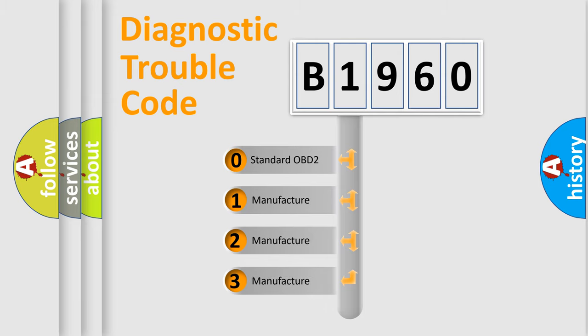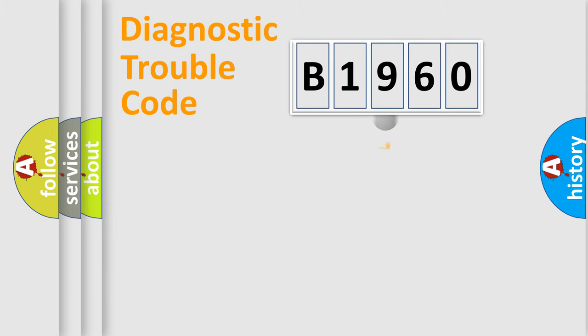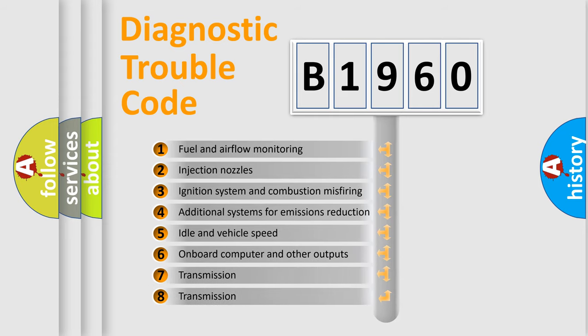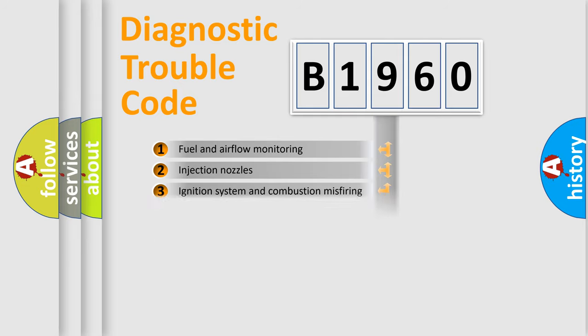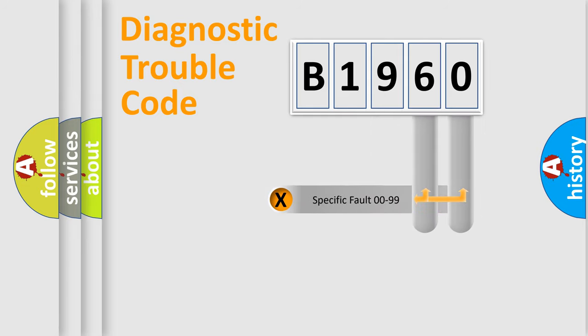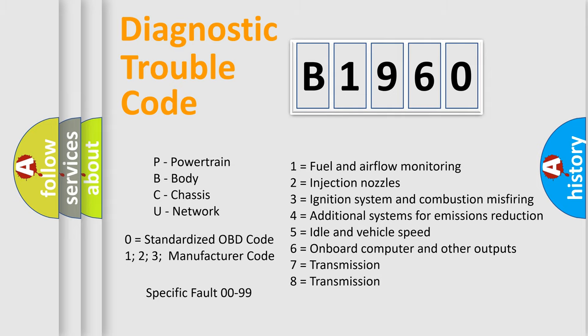If the second character is expressed as zero, it is a standardized error. In the case of the numbers 1, 2, 3, it is a more specific, car-manufacturer-specific error. The third character specifies a subset of errors. The distribution shown is valid only for the standardized DTC code. Only the last two characters define the specific fault of the group. Let's not forget that such a division is valid only if the second character of the code is the number 0.